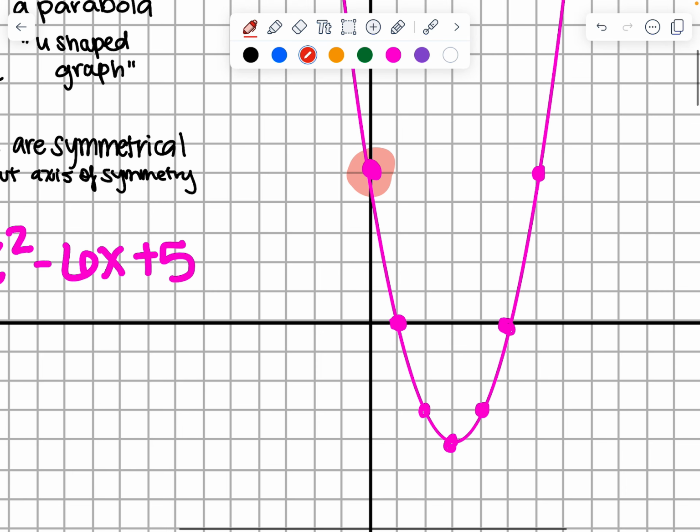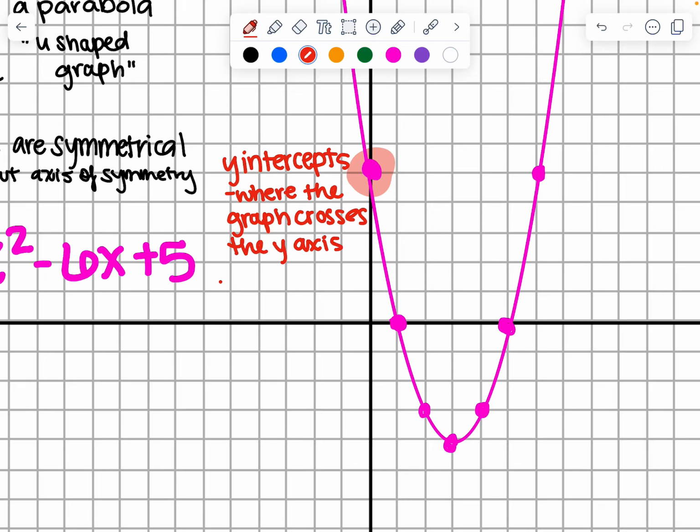So if I wanted to go back and add myself some notes on y-intercepts, and just have a little refresher, a y-intercept is where your graph crosses the y-axis. At this point, x is going to be 0. So every y-intercept has an ordered pair that is 0, comma, number. In this case, 0, comma, 5 is our y-intercept.